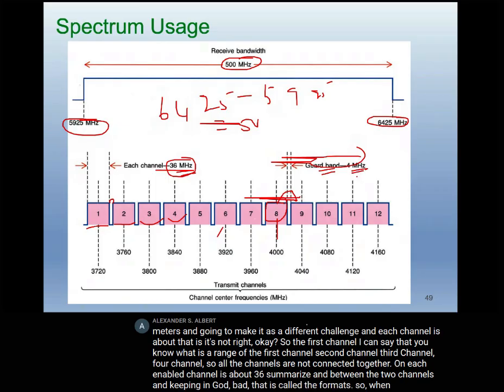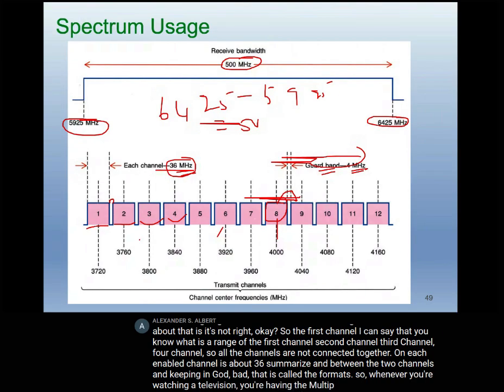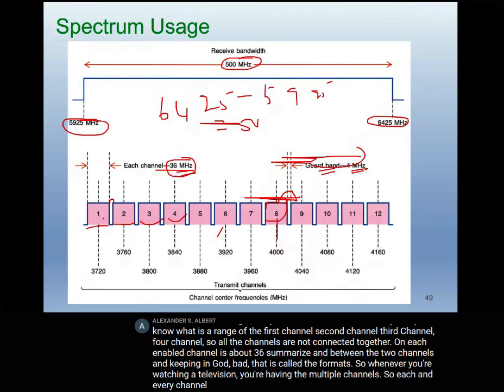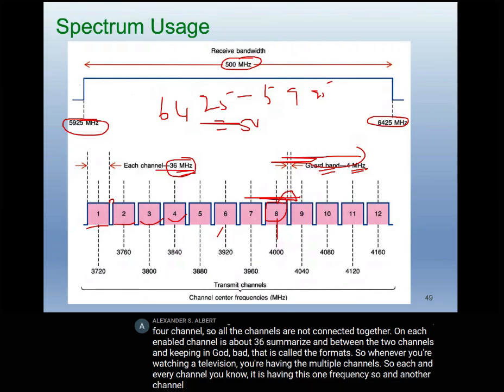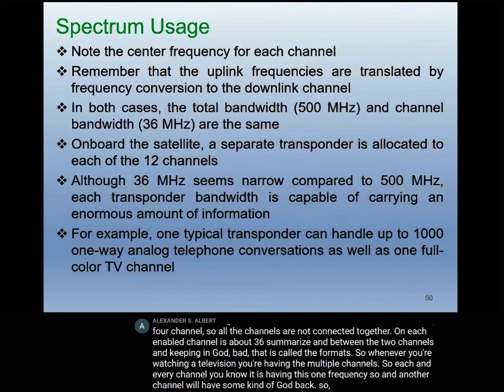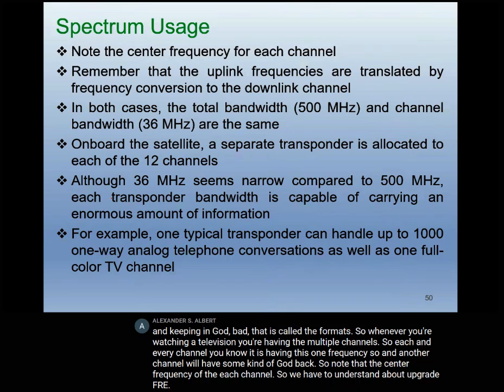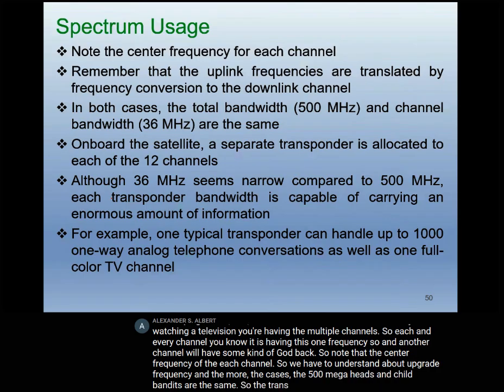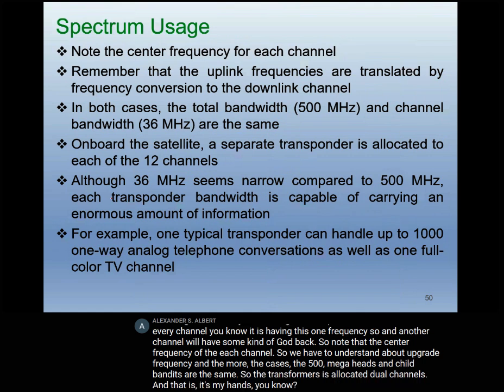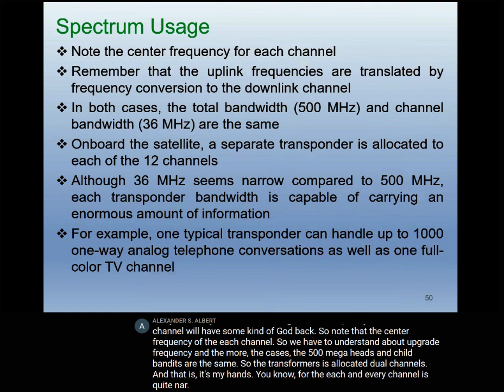Whenever you watch television, you have multiple channels. Each channel has its own frequency, and the next channel has some guard band. Note the center frequency of each channel. We have to understand the uplink frequency, and in both cases the 500 megahertz and the channel bandwidth are the same. The transponders are allocated 12 channels, and 36 megahertz for each channel is quite narrow compared to the 500 megahertz.